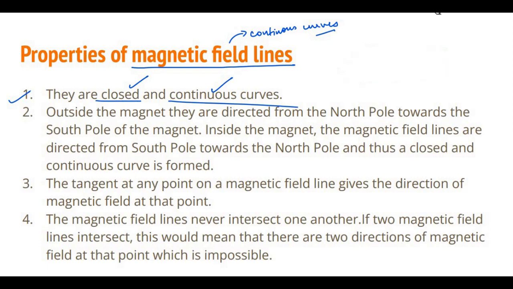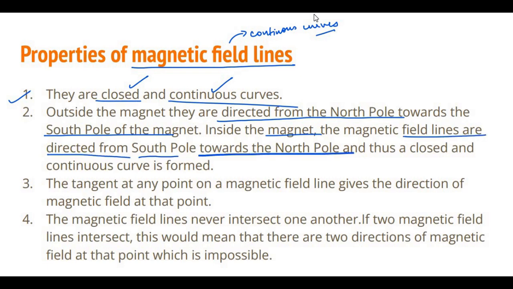Outside the magnet, now listen, outside the magnet they are directed from north pole to south pole of the magnet, but inside the magnet these lines are directed from south pole to north pole. तो magnet के बाहर में क्या direction होता है magnetic field lines का? North pole to south pole. You have to remember this. This is a very important point. And inside the magnet the direction of magnetic field lines is from south pole to north pole, उल्टा, and thus a closed and continuous curve is formed, and hence we obtain a closed and continuous curve.